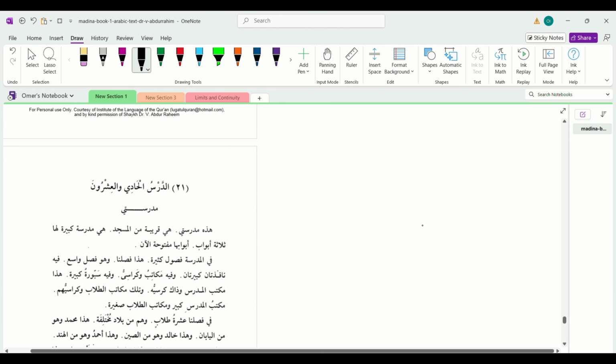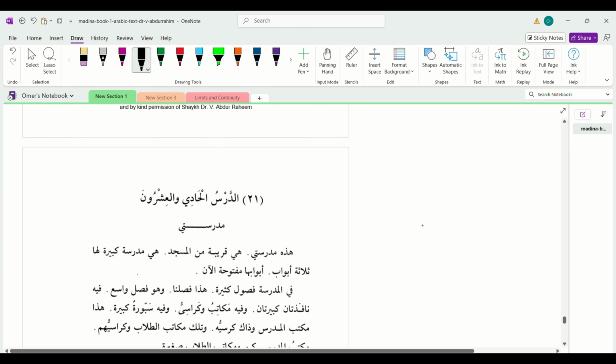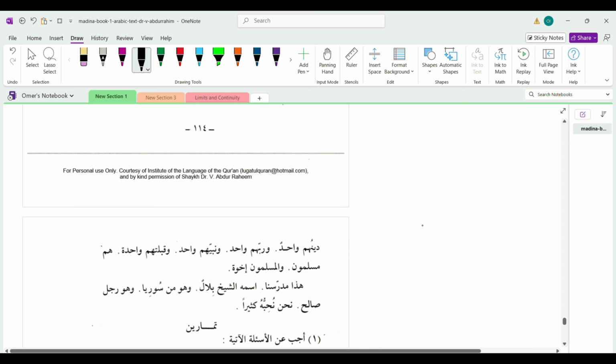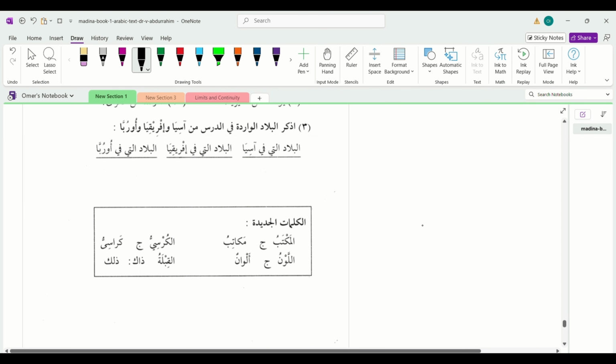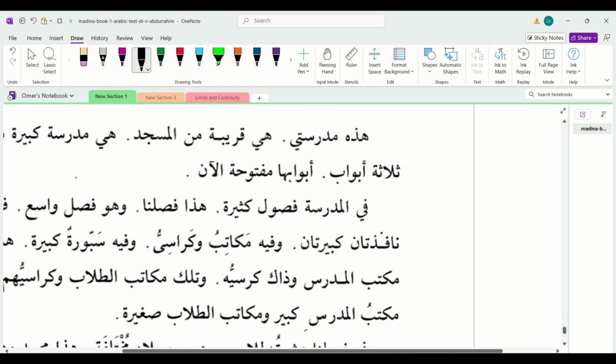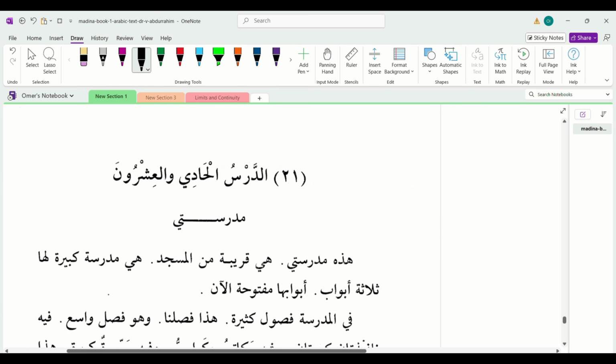On to the 21st lesson, الدرس الحادي والعشرون. Now this is just a paragraph, and in the end we may have a short revision. Four lessons are remaining. الدرس الحادي والعشرون. هذه مدرستي. This is my school. هي قريبة من المسجد. It is close to the mosque.